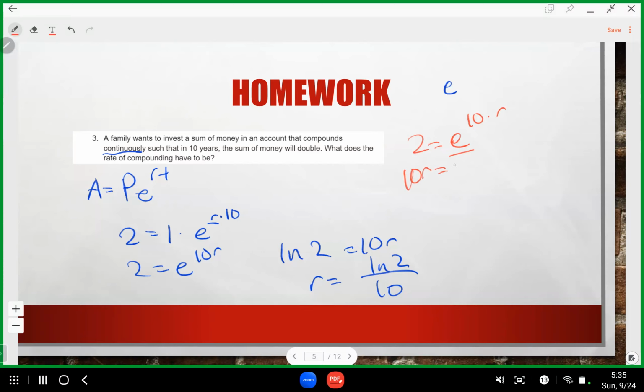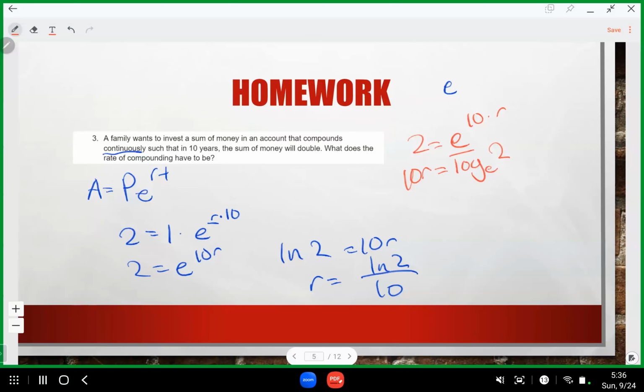Wait, no. 10r is equal to log base e of 2. So 10r is equal to log base e of 2. Make sure you say it like that. That's how it reads. So basically, you take the log with base e.